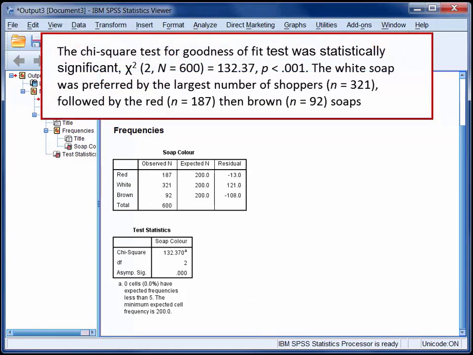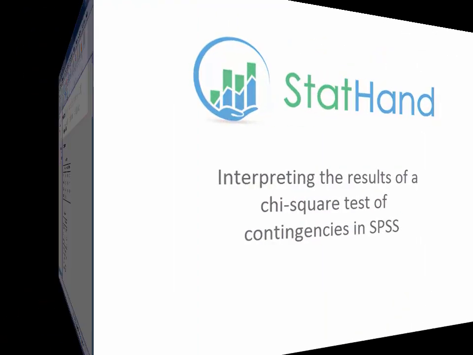The chi-square test for goodness of fit was statistically significant. The white soap was preferred by the largest number of shoppers, followed by the red and brown soaps. Now in a full write-up, you may also be expected to report on the assumptions of the test, as well as an effect size, and for this you can see StatHand for more information.